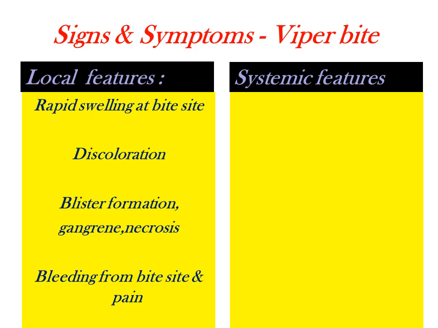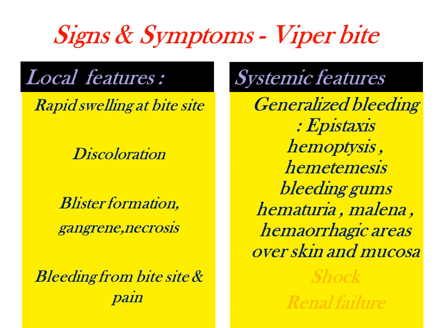So we have these generalized bleeding features like epistaxis, hemoptysis, hematemesis, bleeding from the gums, hematuria, melena, and hemorrhagic areas over the skin and mucosa. These are all the generalized bleeding features seen when there is a viperine bite. So again, please remember V for V, that is all the vipers cause vascular disorders, and vasculotoxic are the different enzymes present in the snake venom of vipers.